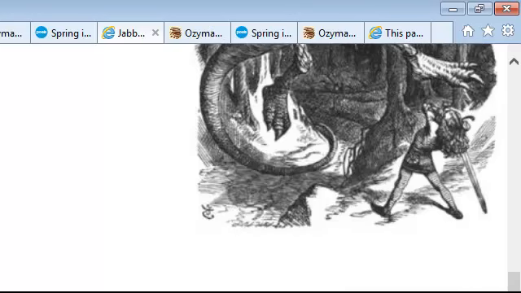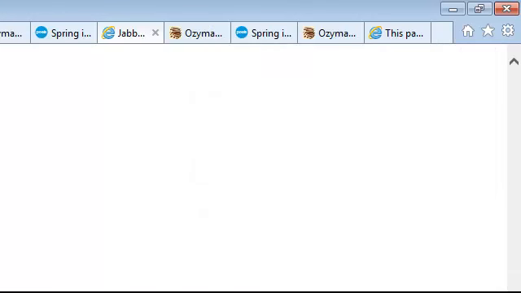sound. And hast thou slain the Jabberwock? Come to my arms, my beamish boy. Oh, frabjous day, callooh, callay! He chortled in his joy.